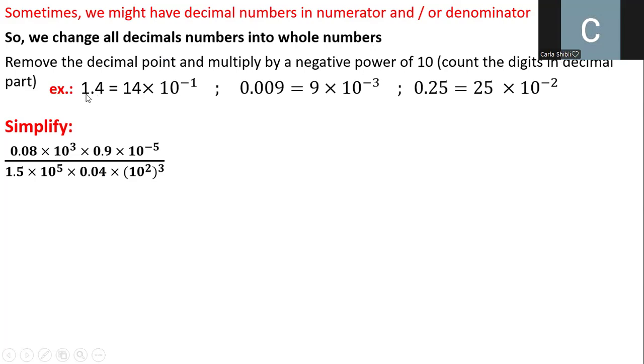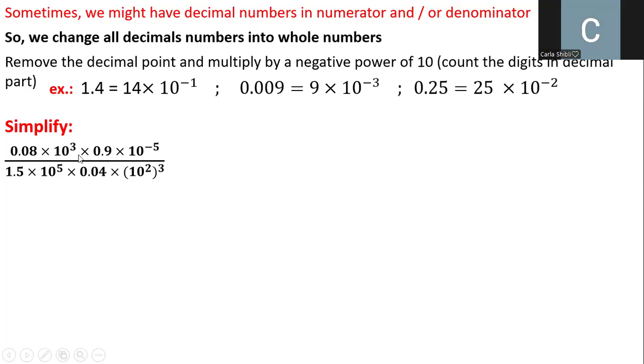For example, 1.4 is a decimal number. How can I change it into whole? I move the point, it becomes 14. How many digits do I have in the decimal part? 1 digit. So I multiply by a negative power of 10, 10 to the power negative 1. 0.009 is 9 times 10 to the power negative 3. 0.25 is 25 times 10 to the power negative 2.